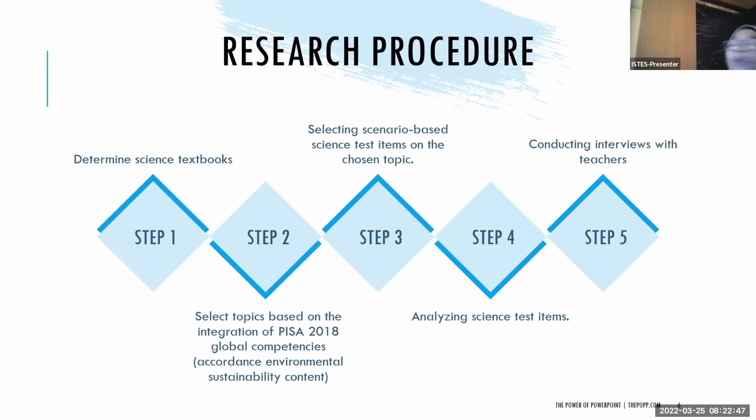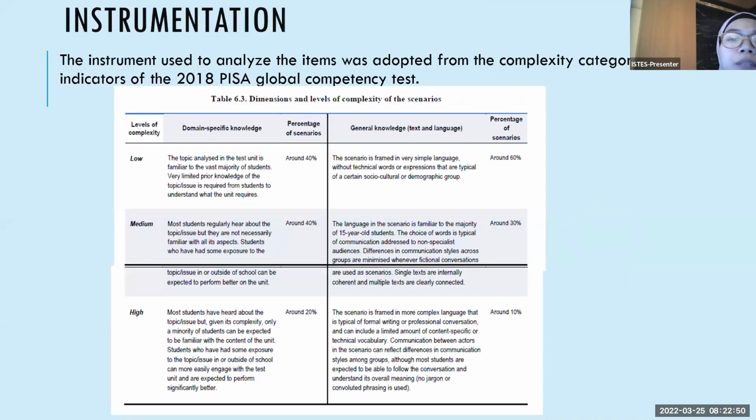About the instrumentation of this research, we adapted from the complexity category indicators of the 2018 PISA Global Competency Test. So we use this as instrumentation. Based on PISA 2018, especially the global competency domain, there are 3 categories of global competency tests: low, medium, and high.